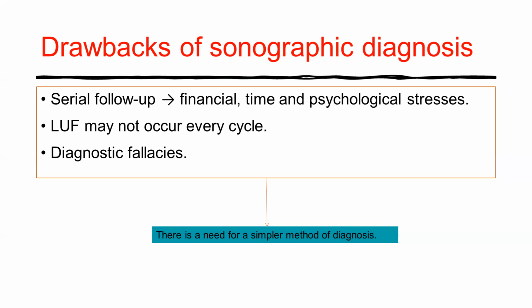Also, LUF may not occur every cycle. So if you follow up the follicle in one cycle, this does not guarantee that an unruptured follicle will not occur in subsequent cycles. Also, you may have some diagnostic fallacies if the sonographer is in a hurry or has poor experience. He may diagnose it as a corpus luteum or as LUF wrongly. So we are in need of a simpler method of diagnosis, applicable for all cases: fast, easy, simple, and less time consuming than serial ultrasound follow-up.